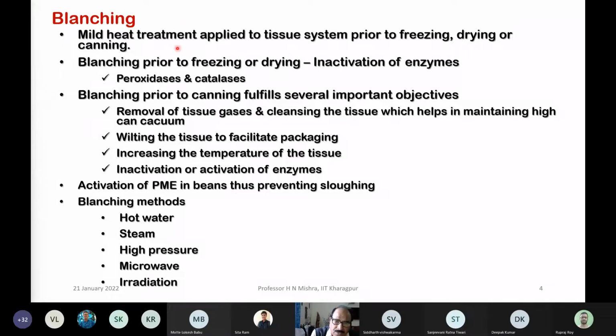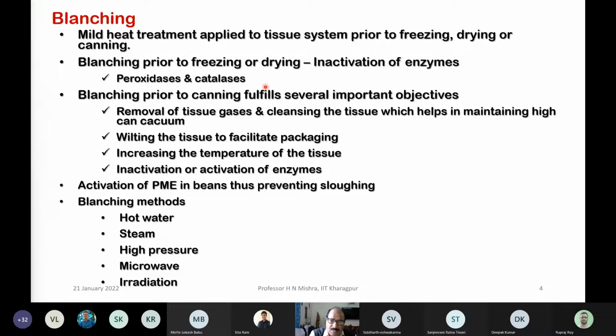So the objective of this process depends upon the process to follow, that is, for which process it is being used as a pre-treatment. For example, blanching prior to freezing or drying, the main purpose is inactivation of enzymes.